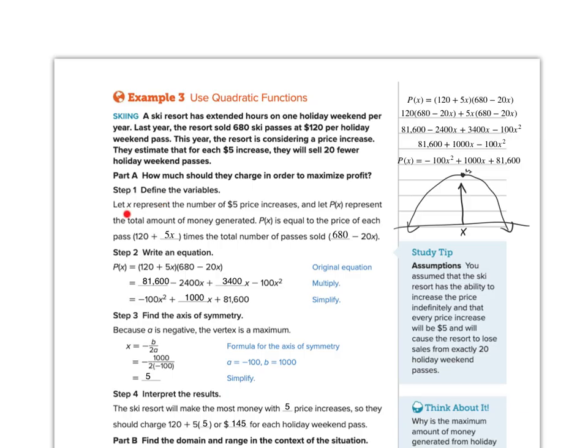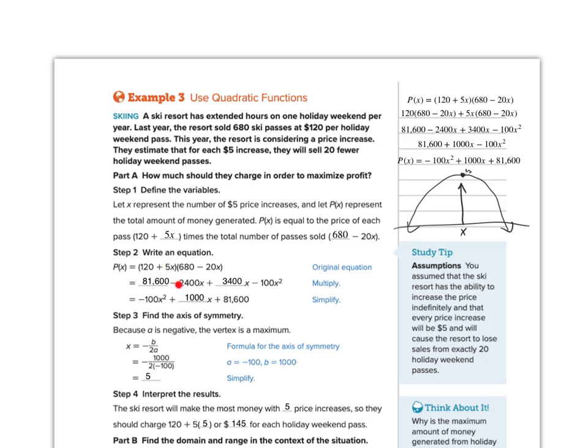Well, defining the variables, it says let x represent the number of $5 price increases, and let p of x represent the total amount of money generated. So here we have p of x is equal to the price of each pass times the total number of passes sold. They said as they increase the cost, they're going to decrease the quantity that they sell. So the p of x, again, is equal to the cost times the number of tickets they sell. They had to do some manipulation here.